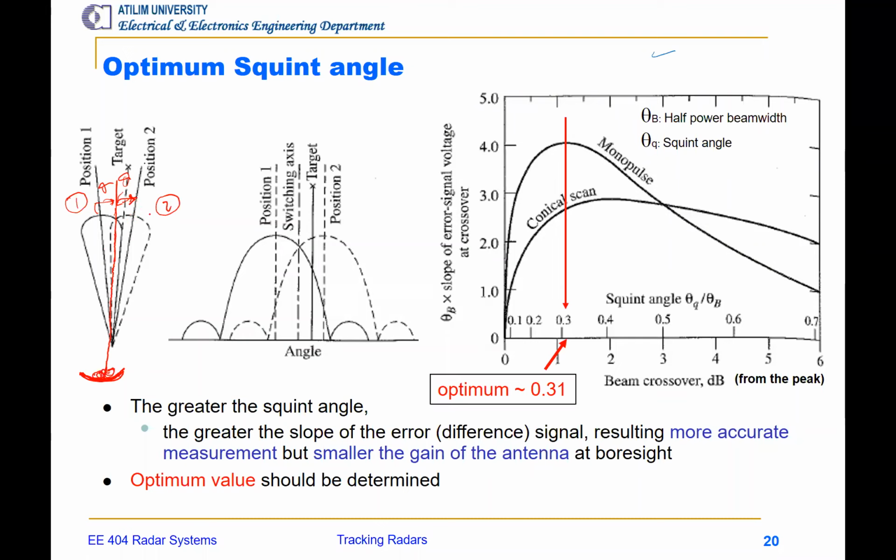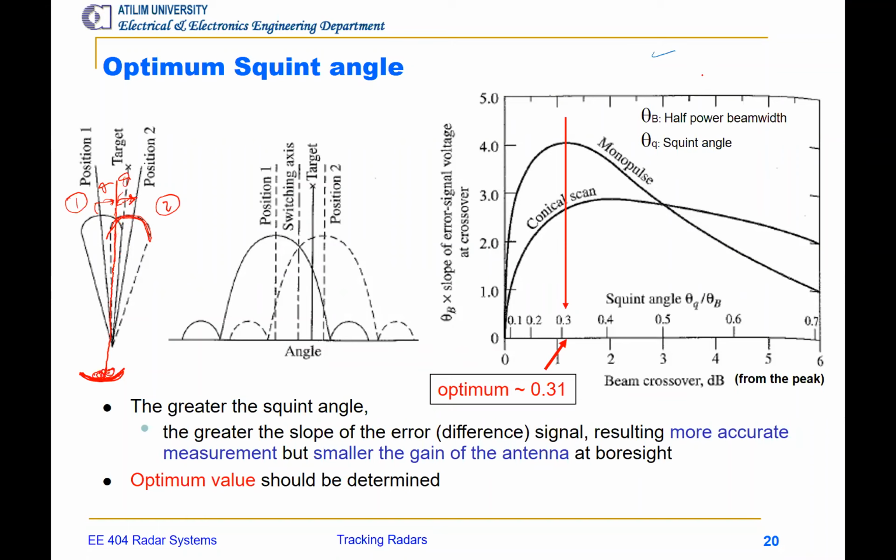If we increase the squint angle, however, there is going to be a reduction in the received signal power, because the antenna pattern factor will be considered, and it's smaller when we take the squint angle large.